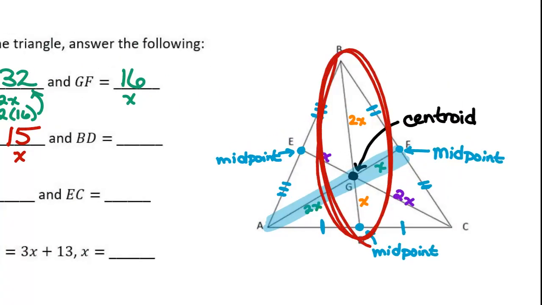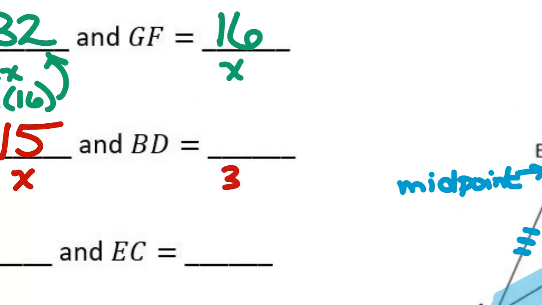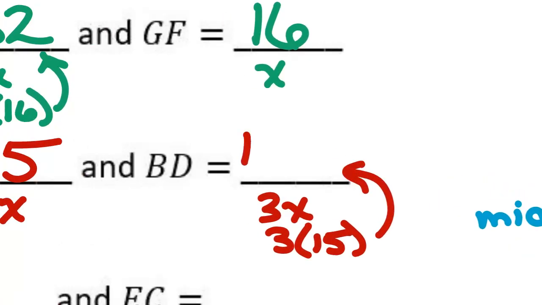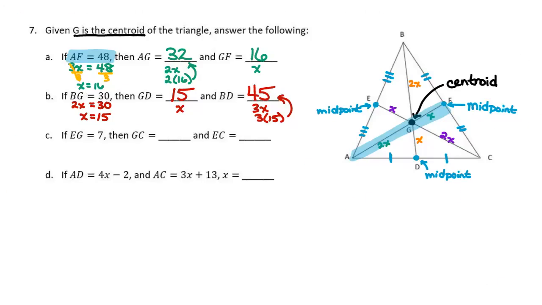BD, this right here, X, 2X, or 3X? 3X. And we said that X was 15, so how big is BD? 45. All right.